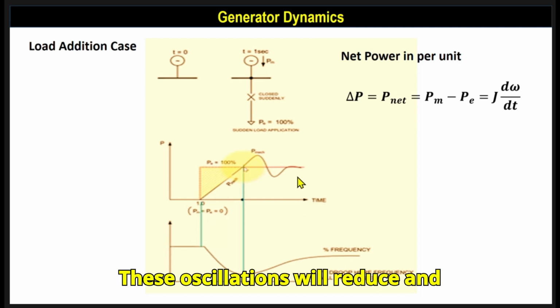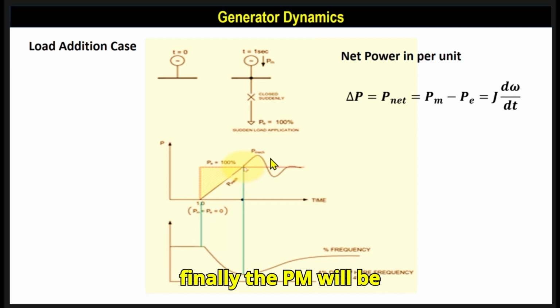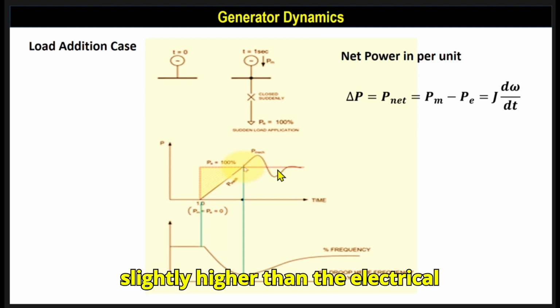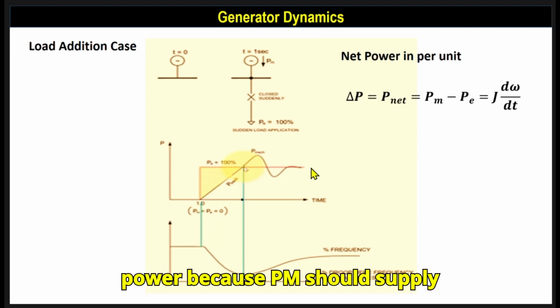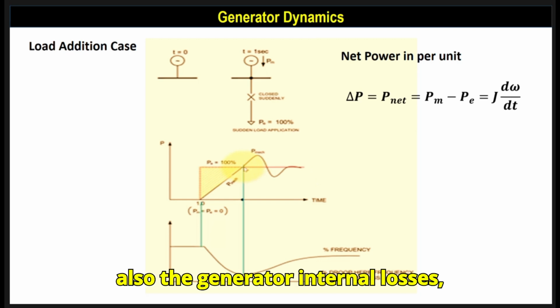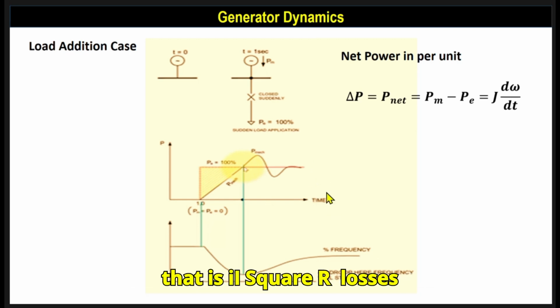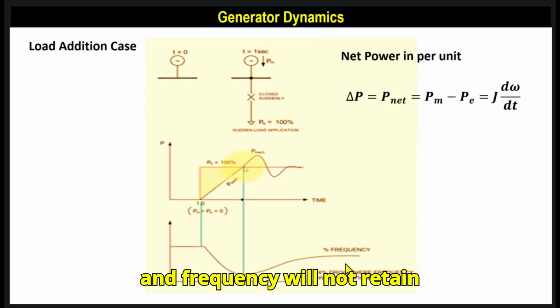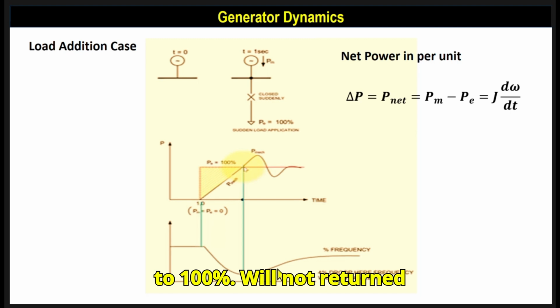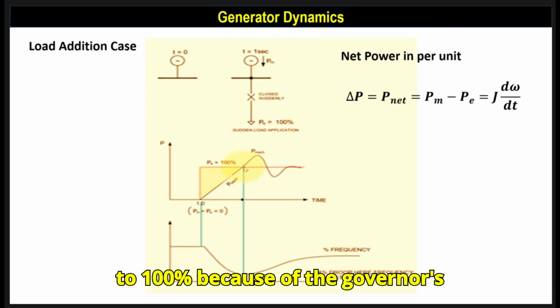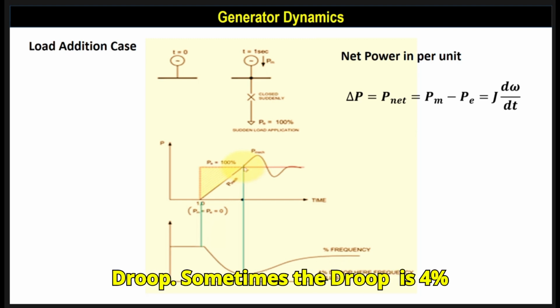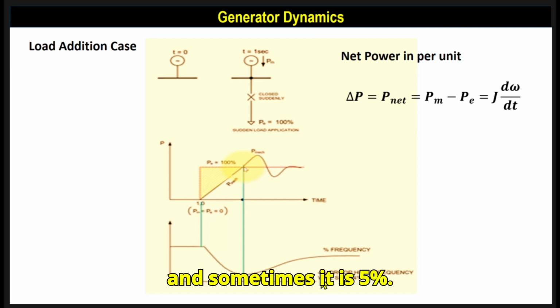These oscillations will reduce and finally Pm will be slightly higher than the electrical power, because Pm should also supply the generator internal losses, that is I square R losses. The frequency will not return to 100% because of the governor droop. Sometimes the droop is 4% and sometimes it is 5%.